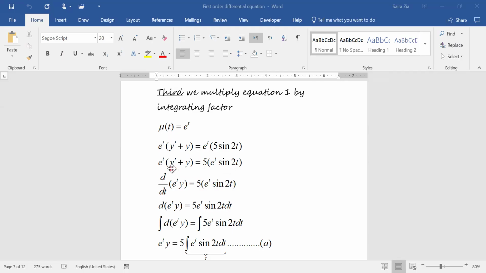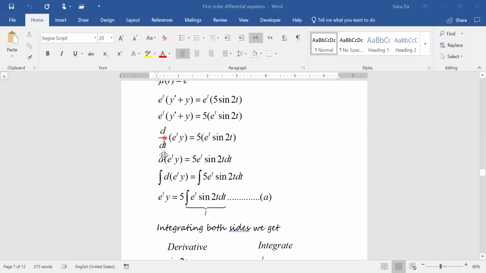So this we can also write as d by dt of the integrating factor multiplied by y. And on this side we just multiply the function q of t, or here g of t, by the integrating factor. After that we keep the d on this side and take dt to the other side, and after that we will integrate both sides. After integrating, on the left hand side we get e power t y, and on this side we can take 5 out of the integration, it is constant, but inside we will have e power t into sine 2t.